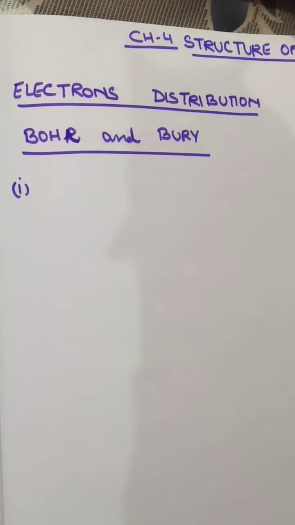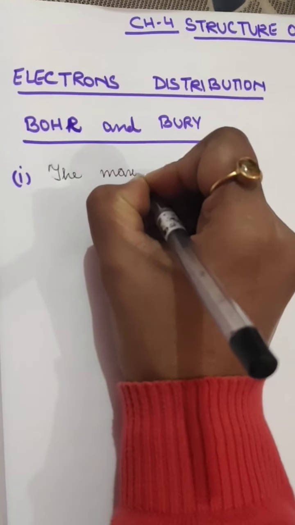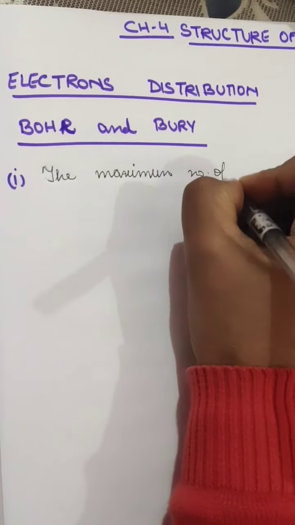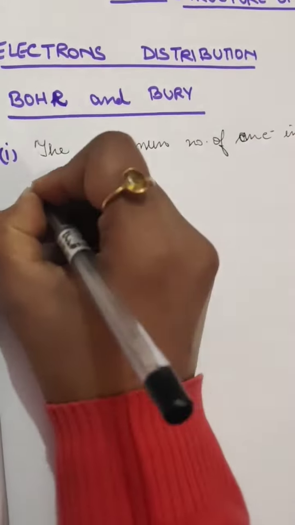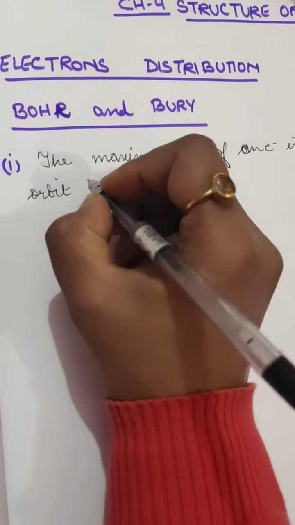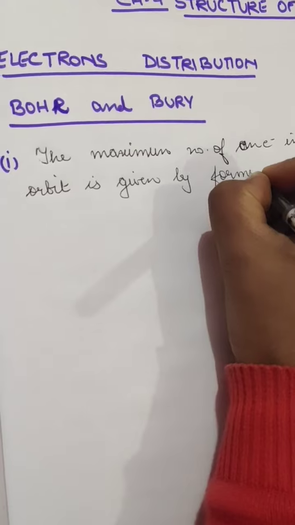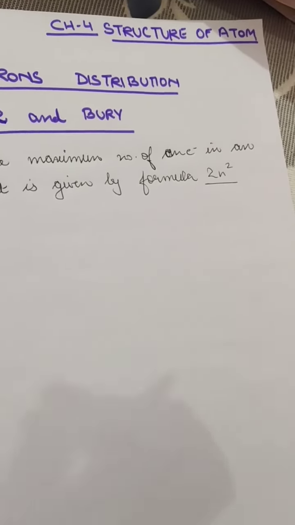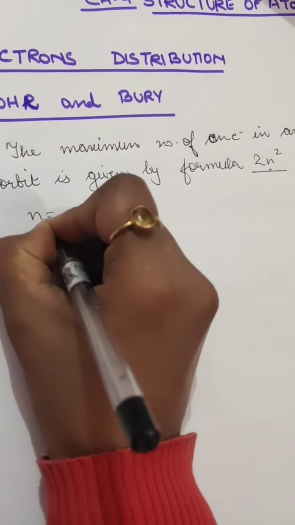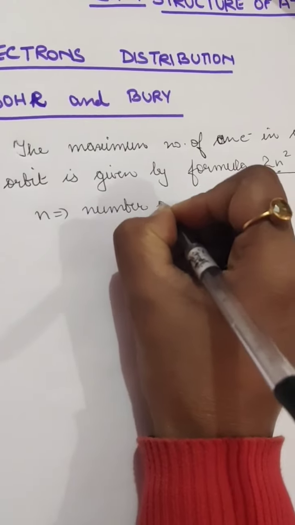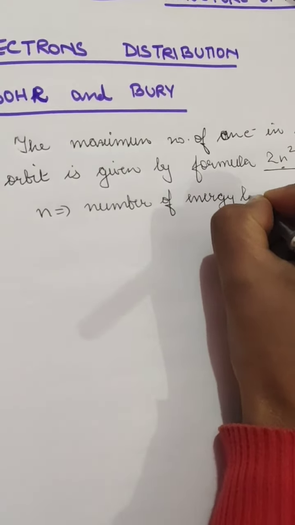The formula is 2n square. So the maximum number of electrons in an orbit or energy shell is given by the general formula 2n square, where n equals the number of the energy level. Okay, so it may be 1, it may be 2, it may be 3.